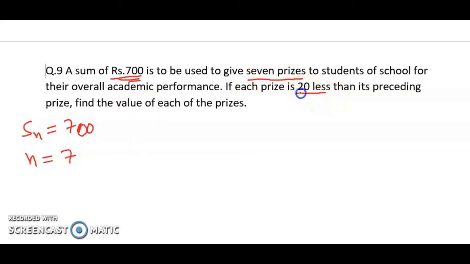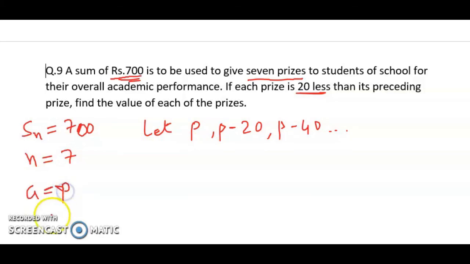Now each prize is 20 less than its preceding prize. So if you assume that first prize is P, then second prize will be 20 less than first, so P minus 20. Third prize will be P minus 40, like this. So here in this arithmetic progression, we can say a is equal to P, and common difference will be minus 20, because each term is 20 less than its preceding term. So here we have a equal to P and d equal to minus 20.